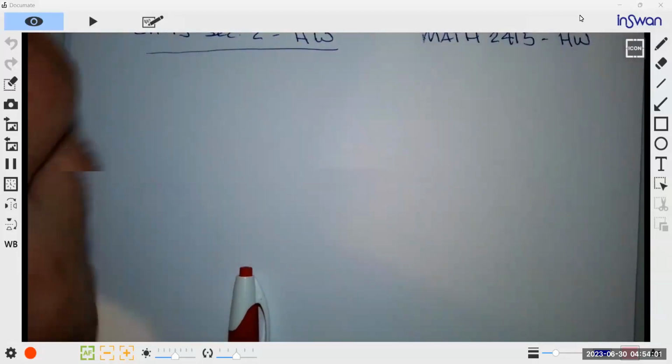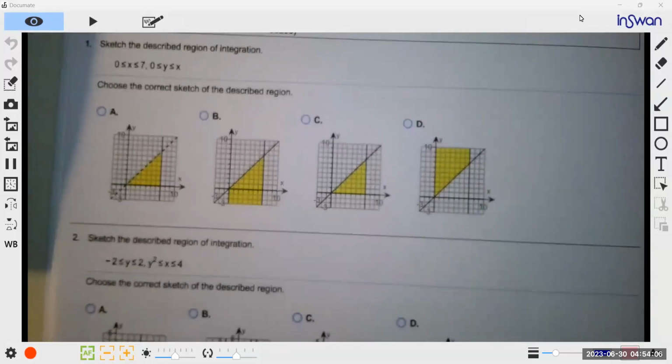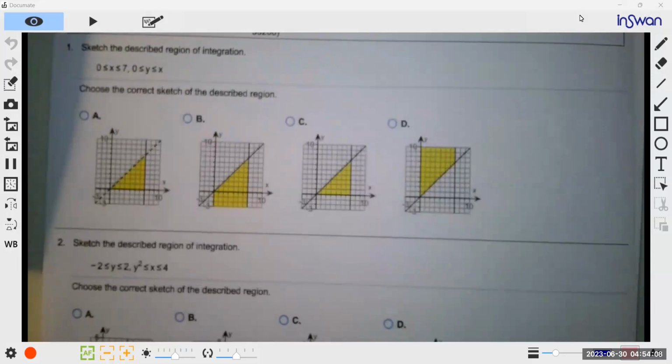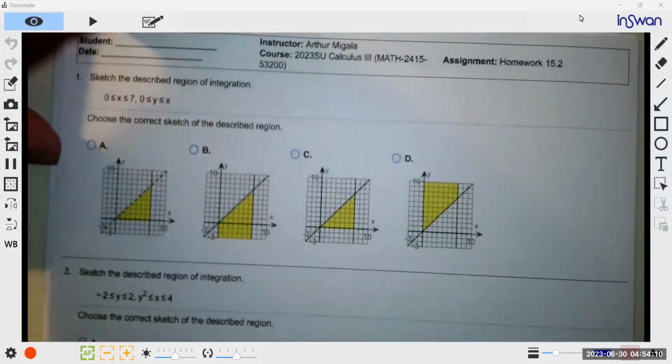Right, good morning, everybody. All right, now we're going to look at homework for section 2 of chapter 15. Let's go ahead and take a look at these.